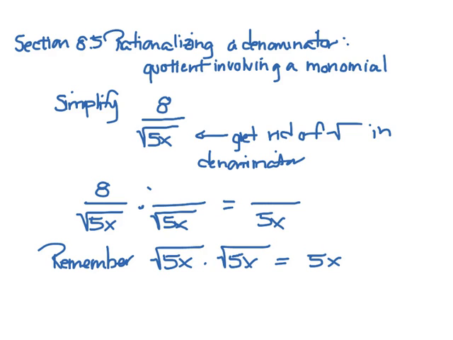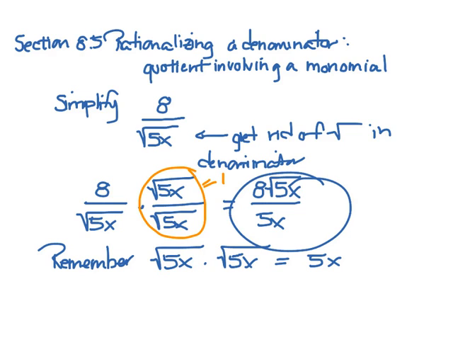But I can't do that without doing the same thing to the numerator, because this basically, square root of 5x over square root of 5x, equals 1, right? That equals 1. So I'm not changing the value of anything. So then I'm just left with 8 times the square root of 5x all over 5x. And that's my answer there.